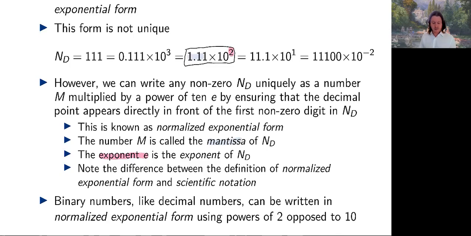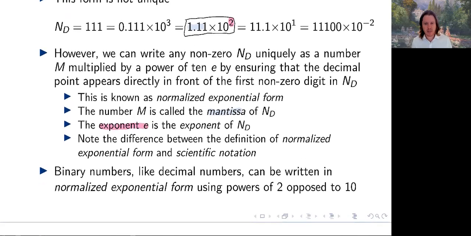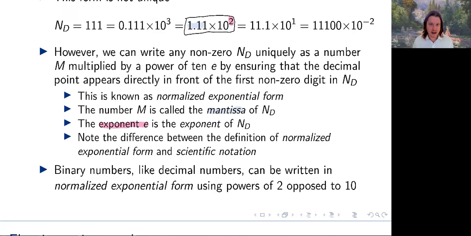And note the difference between the definition of normalized exponential form and that of scientific notation. This normalized exponential form is normalized in the sense that we have a unique encoding scheme for these floating point values. Okay, binary numbers like decimal numbers can be written in normalized exponential form using powers of 2 as opposed to that of 10. For most of this discussion, I'm going to just be speaking in kind of floating point numbers in base 10. But when we talk about the breakdown of that floating point number into its components, so the mantissa, the exponent, and then we'll get into the sign, whether or not the floating point number is negative, just understand that these numbers would be converted into binary. The normalized exponential form that you'd be seeing on screen would be binary values, which you could convert to base 10 if you wanted to.